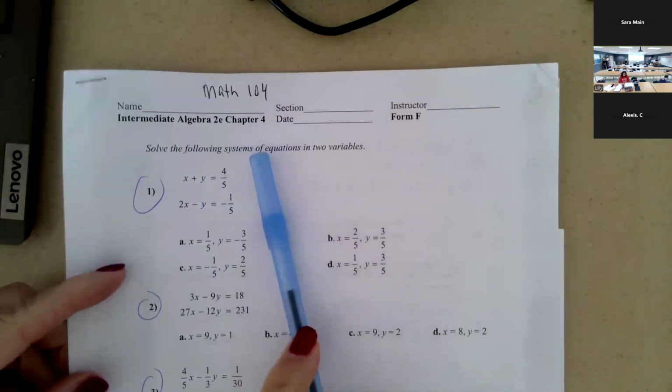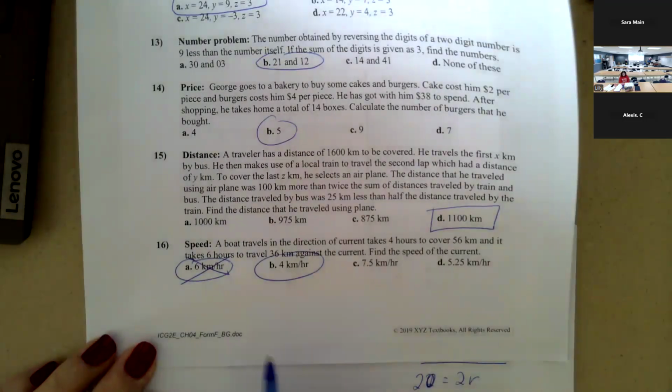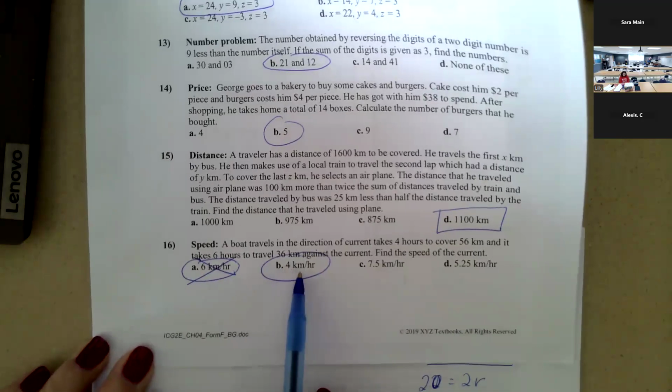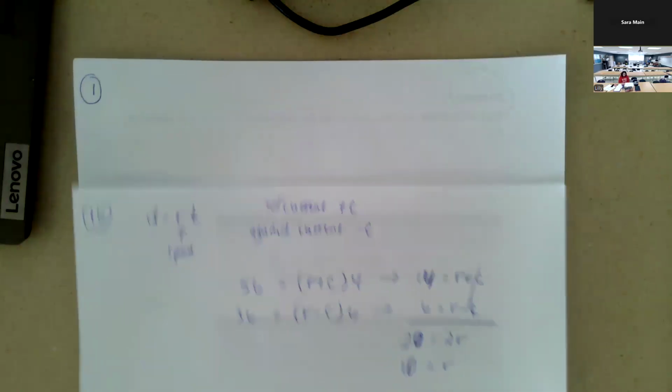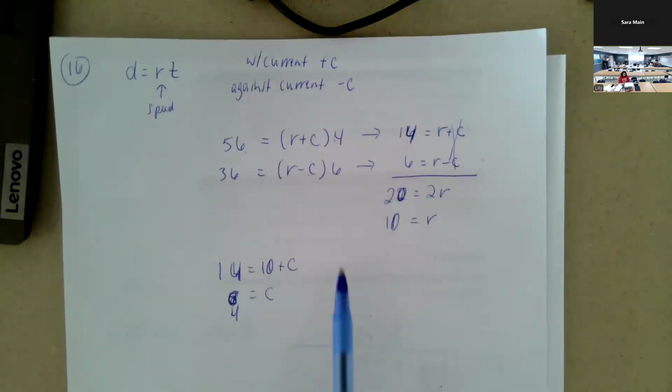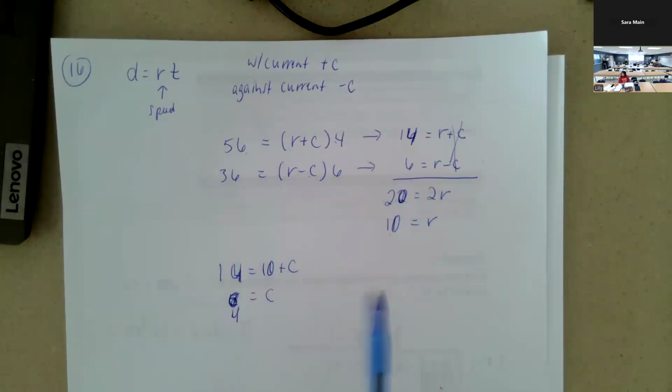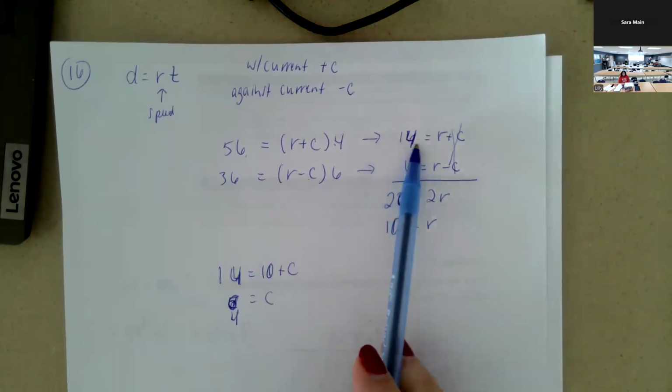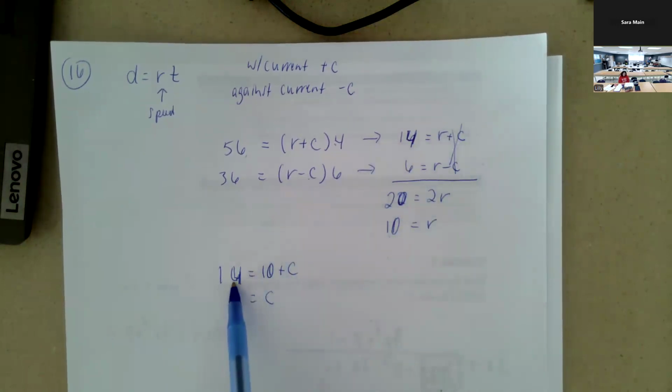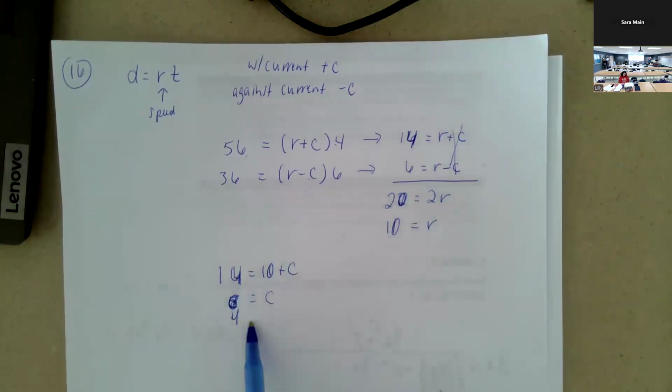Before we even get started, I want to show you something that I caught. I did the third video first, actually. On question number 16, if you can go ahead and circle letter B, it's 4. And I'm going to challenge you on that, because you'll see when you get to the end that it's really 14 equals R plus C, and then 14 equals 10 plus C, and so C should be 4. So you'll catch that when you watch my last video for the review.